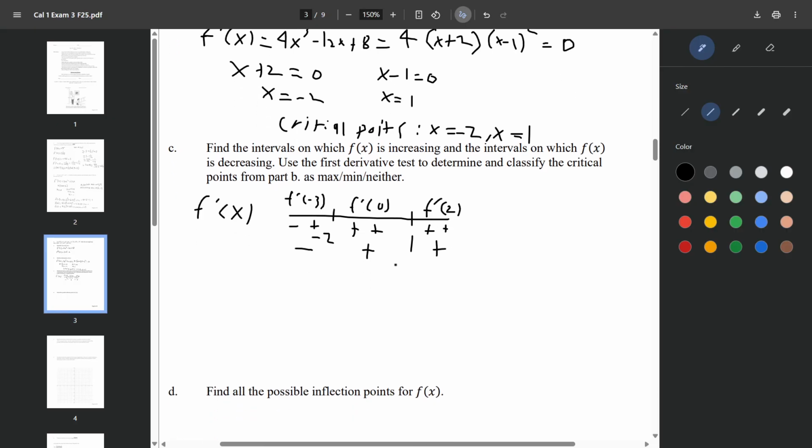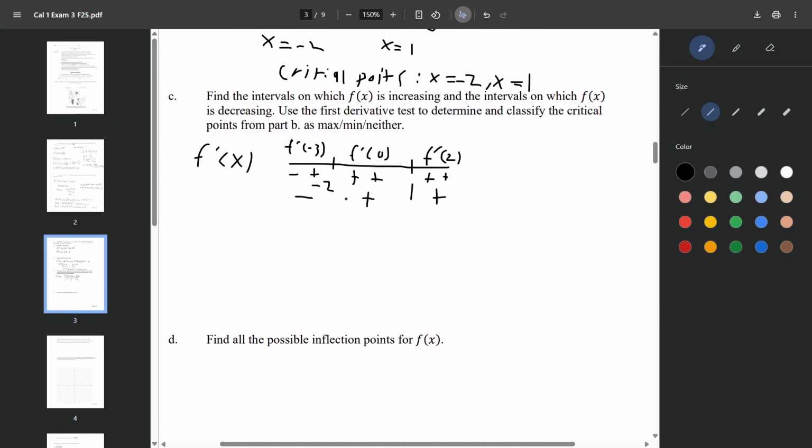So as we can see, our graph is going to be decreasing from negative infinity to -2, and it's going to be increasing from -2 to infinity. So we will write this down.